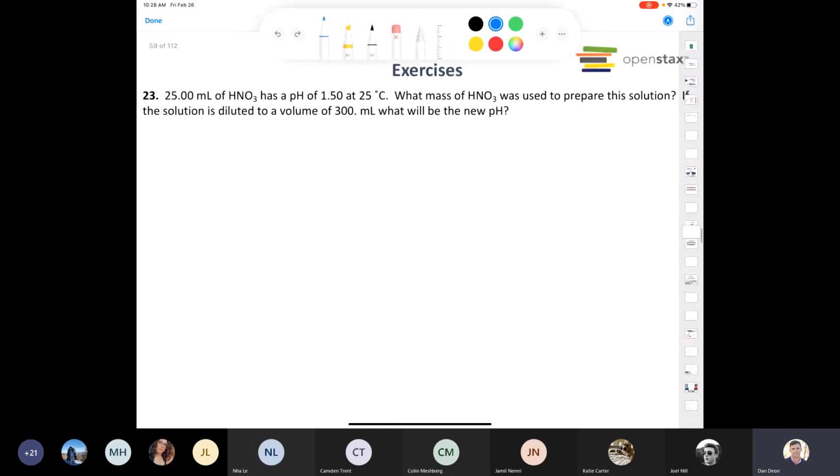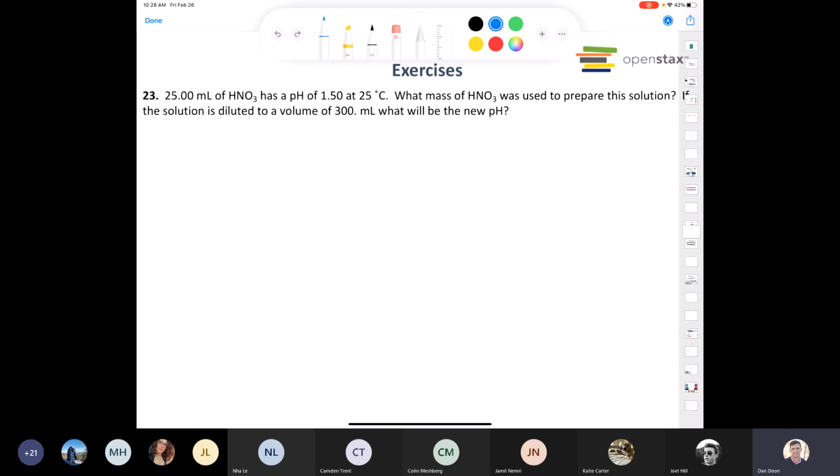Let's move on to question 23, which gets a little more interesting. It's still dealing with nitric acid, which is a strong acid. It says if you have 25 milliliters of nitric acid, did I say nitrous acid? Because I meant nitric acid. If you have 25 milliliters of nitric acid, it's got a pH of 1.50 at 25 degrees Celsius. What mass of nitric acid was used to prepare the solution? If you dilute it to a volume of 300 milliliters, what's the new pH?